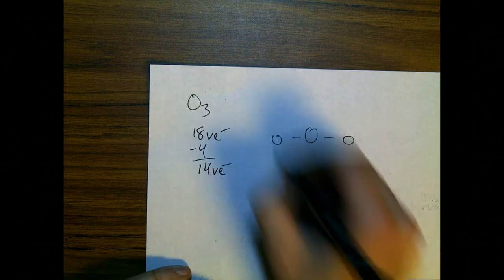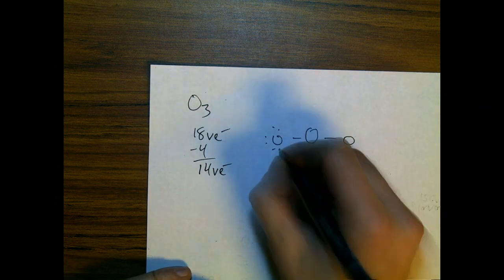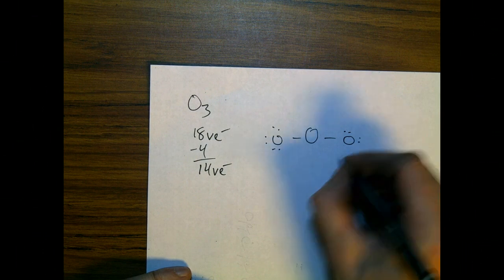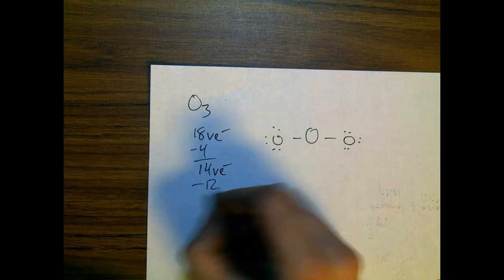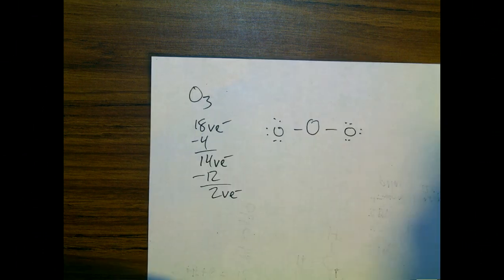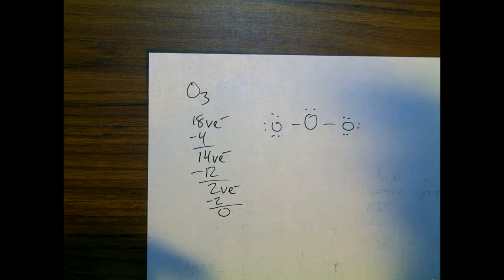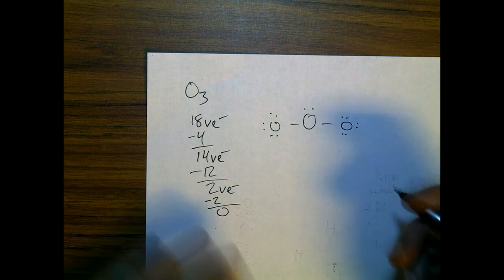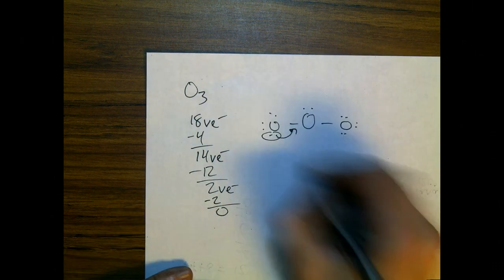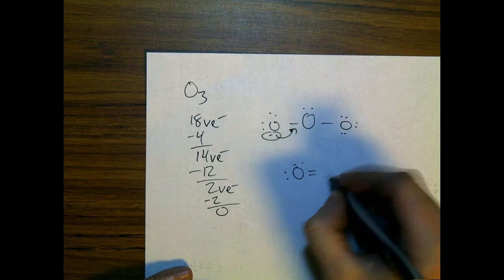Spread them on the outside first. 2, 4, 6, 8, 10, 12. I've made my octets on the outside, but I still have 2 left. Have to put it on the center. Put the 2 in the center. I have none left. I look at it and I go, I still don't have an octet on the center. I only have 2, 4, 6. So this means I need to have another 2. That means I've got to make a double bond. My structure ends up looking like this.